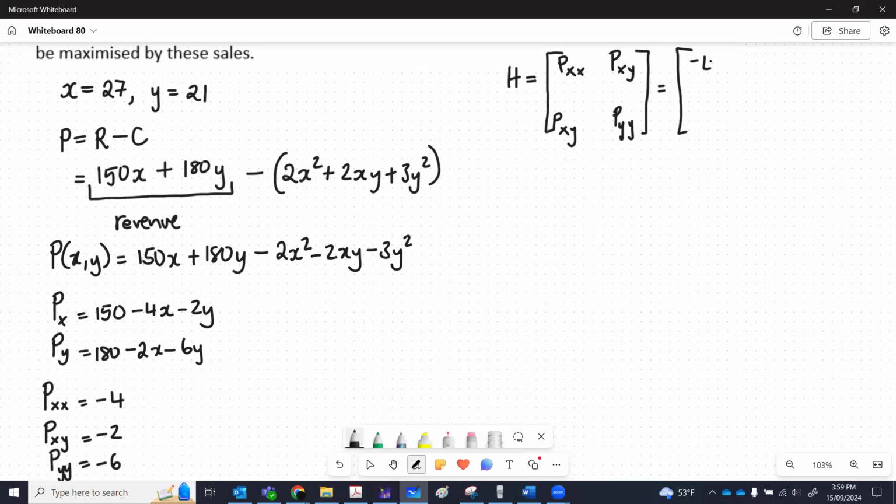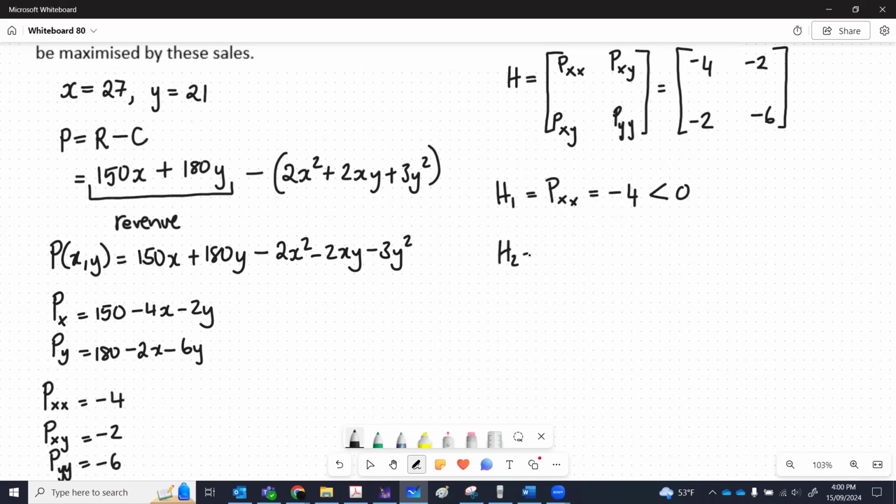Pxx is -4. And then Pxy, this is -2. Pxy again is -2. And then over here we have -6. So we first find our H1. H1, this is Pxx. So this is -4. So we don't have to substitute anything because it has no x, it has no y. It doesn't depend on the 27 and the 21 that we got. So our answer is just -4. This is less than 0.